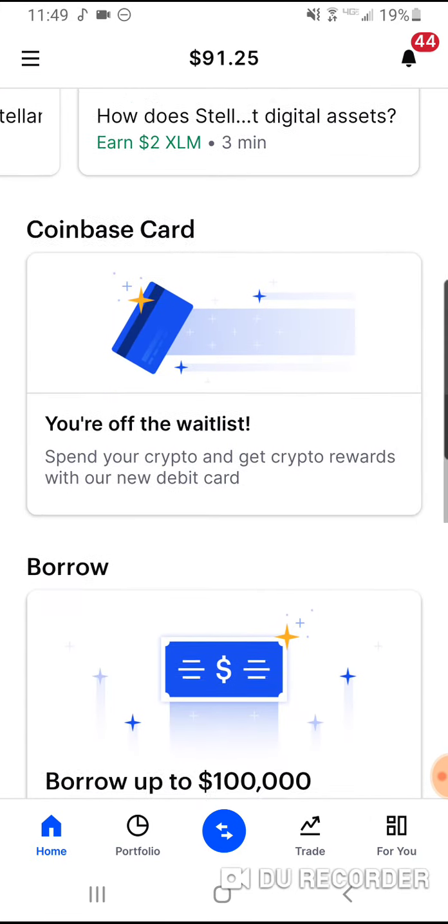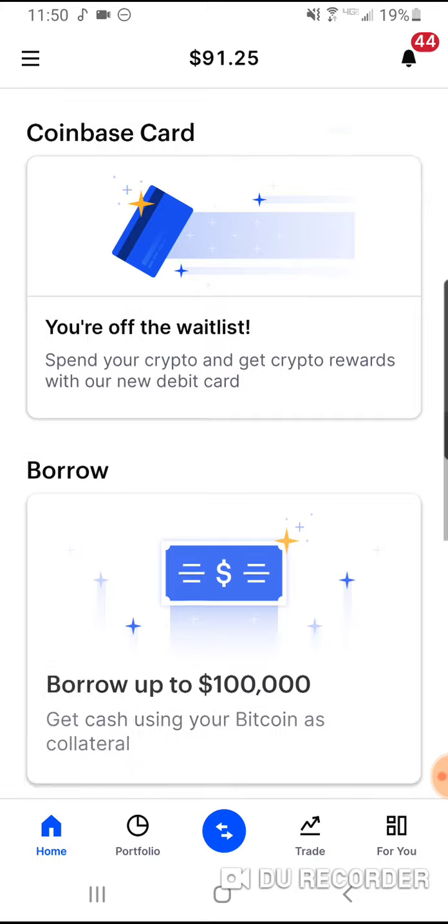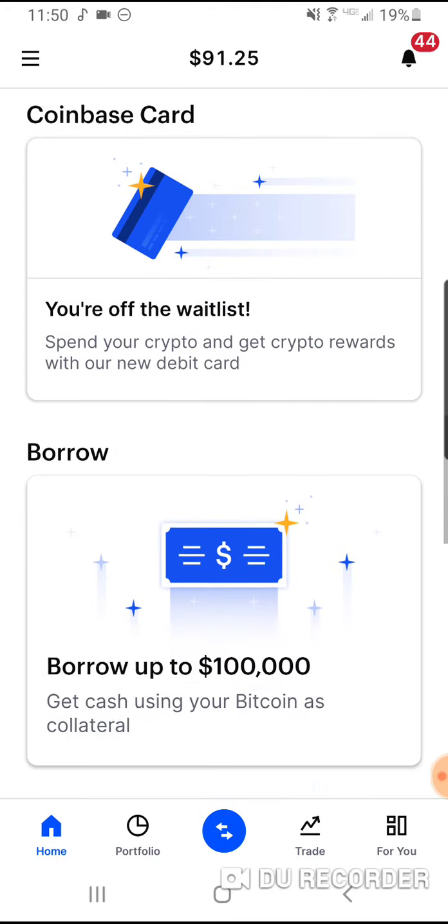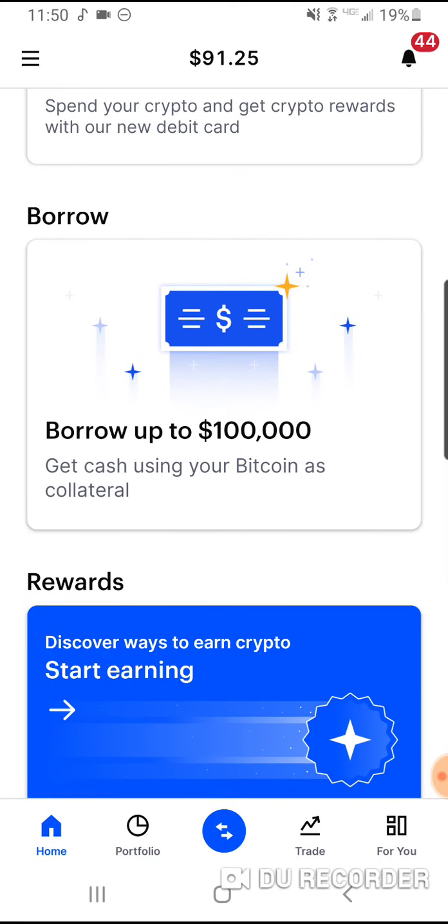And I think I have. Oh yeah. I signed up for the Coinbase card and I'm off the wait list. So I could spend my crypto and get crypto rewards with my new debit card. So I'm excited for that. That's cool.